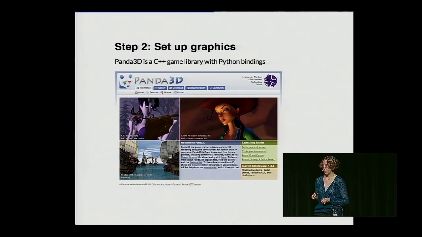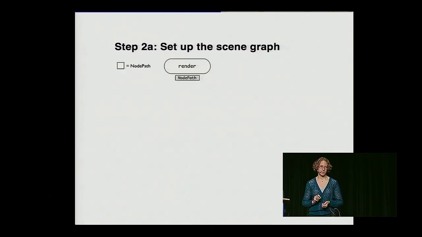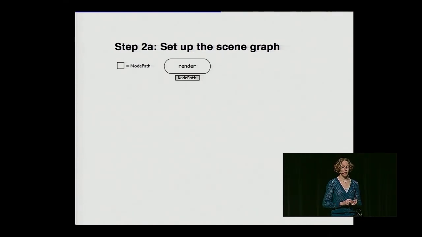The way that Panda 3D decides what to render is it has this thing called a scene graph. And at the root of the scene graph is a special object called render. This is a hierarchy of objects called node paths. The node paths basically point to more specialized objects, like models or lights or a camera. They're the way that you interface with those objects. So at the root, we have render. Everything under render will get rendered, hence why it's called render.